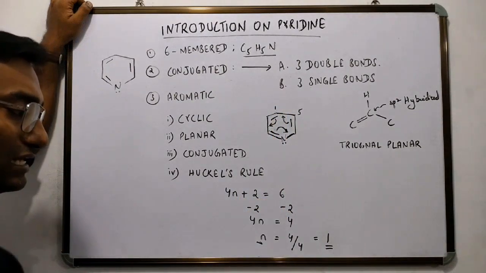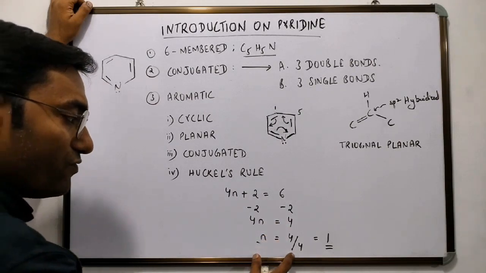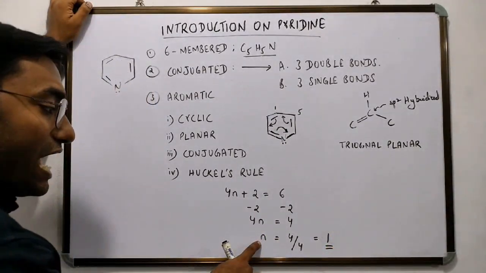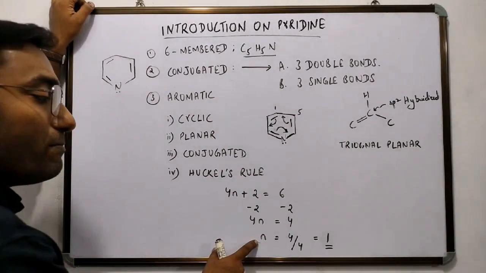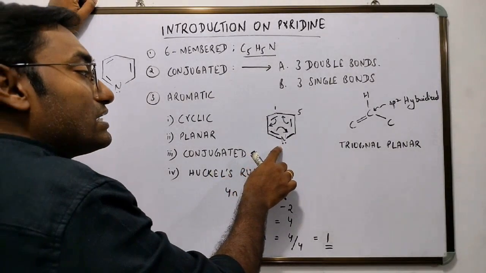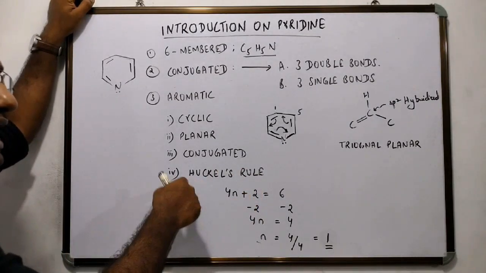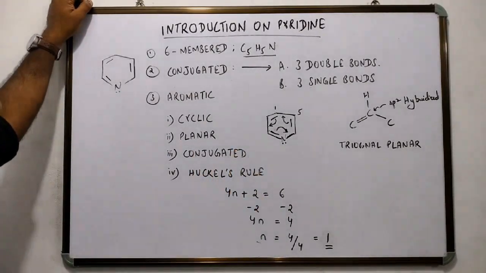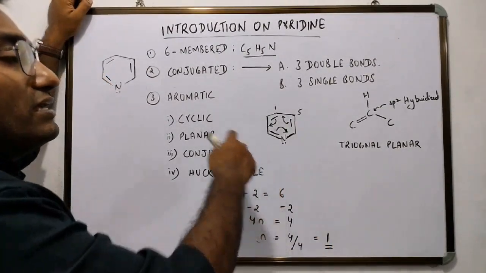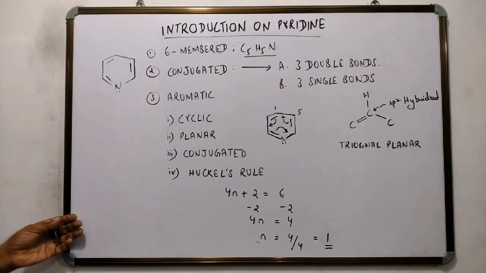Subtract 2 on both sides. That would lead to 4n is equal to 4. n is equal to 4 by 4, which is 1. 1 is not important. What is important is n is not a fraction but a whole number. If you get n as a whole number, that would mean that the molecule under consideration is compliant with Huckel's rule. That is, delocalization occurs in the molecule, and that is that the molecule is aromatic. That means pyridine here has been proved as aromatic.